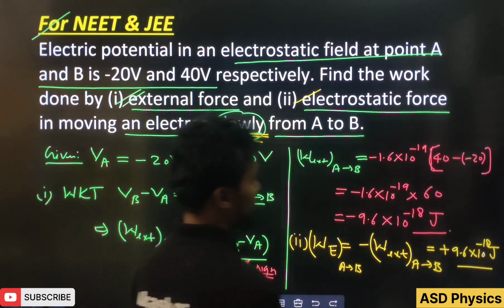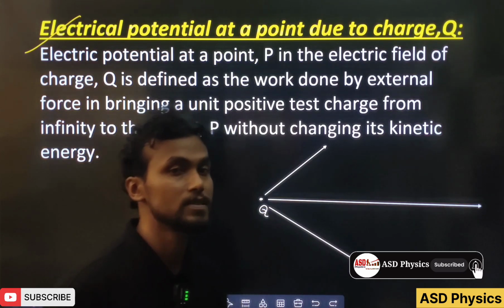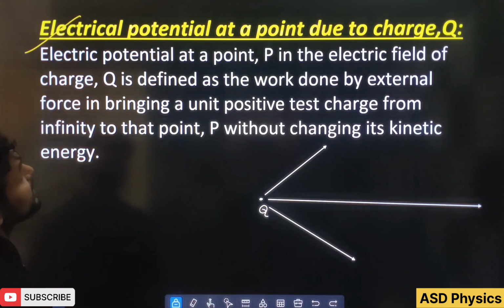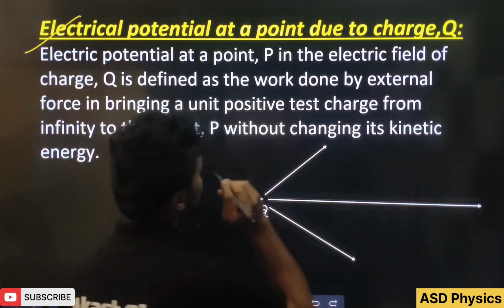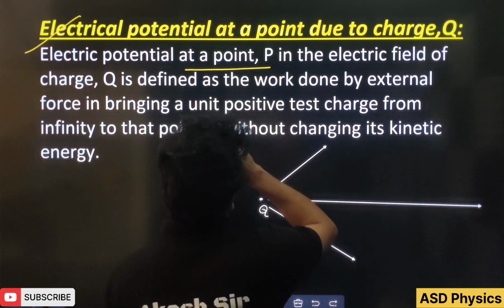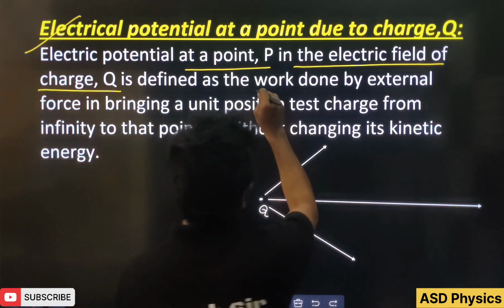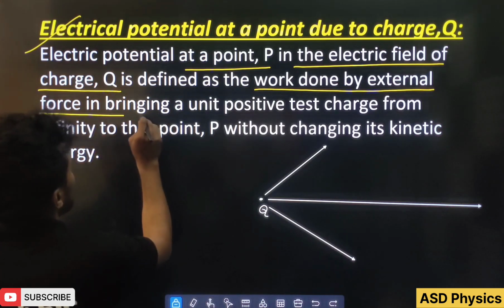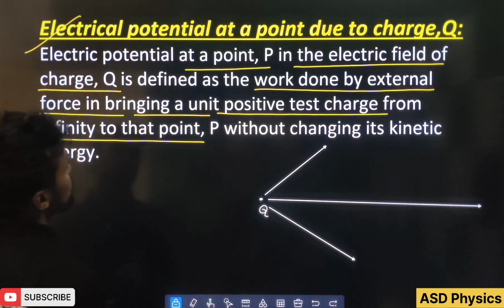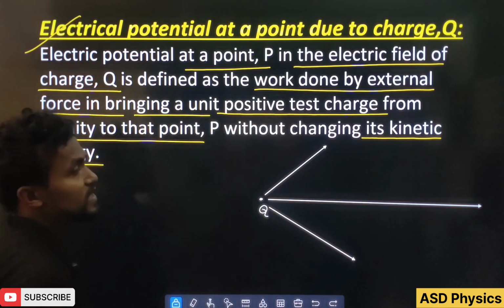Now after that the main thing arises. Here you can see the derivation, also very important in a board exam, CBSE board exam. So see, please, now we are going to calculate electric potential at a point due to charge capital Q. Here capital Q is called the source charge. Electric potential at a point P in the electric field of charge Q is defined as work done by external force in bringing a unit positive test charge from infinity to that point P, again keyword, without changing its kinetic energy.